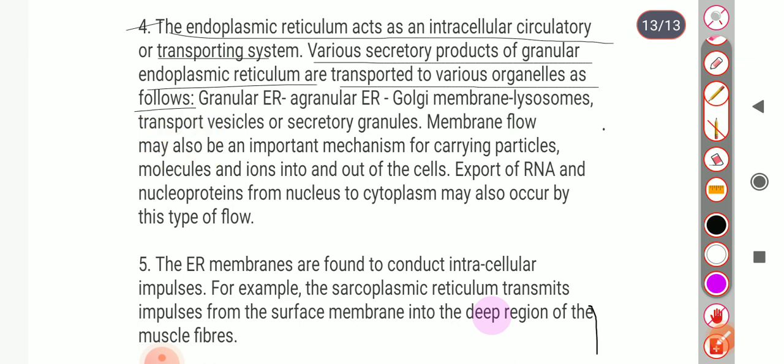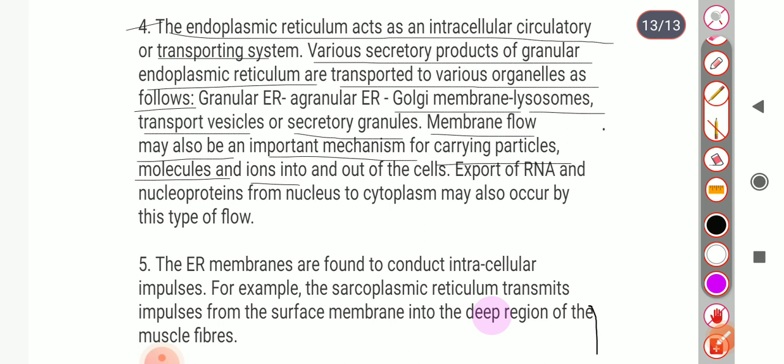Various secretory products of granular endoplasmic reticulum are transported to various organelles as follows. Means rough endoplasmic reticulum or granular endoplasmic reticulum transports various secretory products to the Golgi membrane, lysosomes, transport vesicles, and secretory granules. Membrane flow may also be an important mechanism for carrying particles, molecules, and ions into and out of the cell. Means membrane flow, by which molecules exit and enter the cell, is an important mechanism.